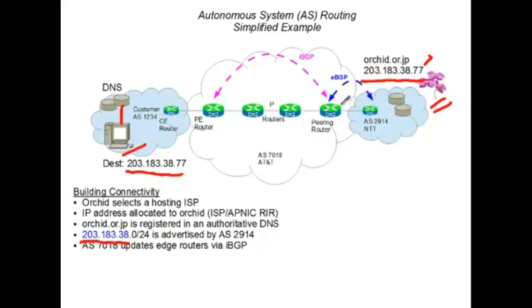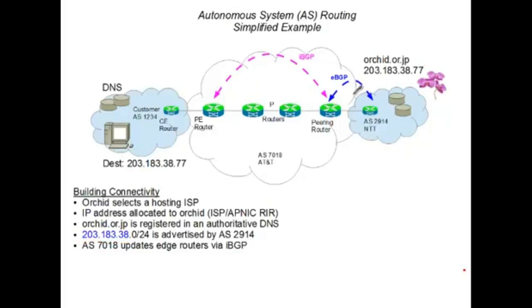The eBGP update only brings the information to the edge router. The AS7018 has to update all the other edge routers within its network so that all of the edge routers are in synchronization and they all know the edge router that is connected to this particular IP address, and this would be our egress router. So this is our egress router. The ingress router will be a function of where the incoming traffic is received.